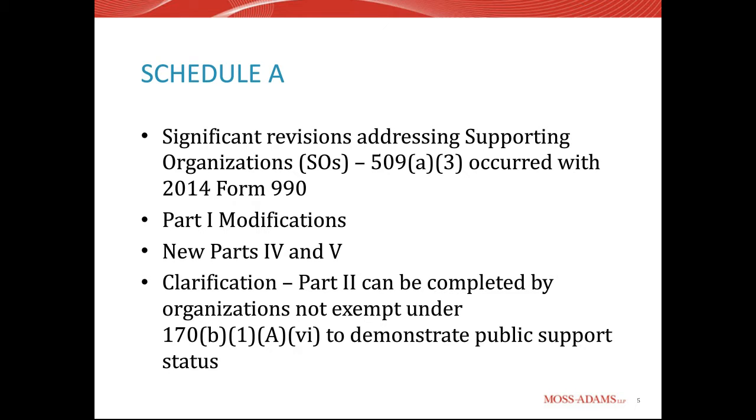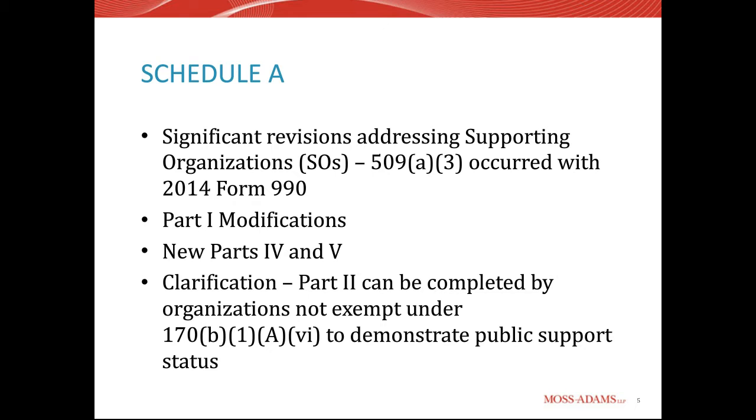So organizations not exempt under 509(a)(3) as supporting organizations will see little impact to their filing requirements as a result of these changes on Schedule A. The rules for Schedule A require 509(a)(1) organizations, which are those that are publicly supported, to complete Part 2 of Schedule A to prove that they are receiving more than 33.33% support from the general public.